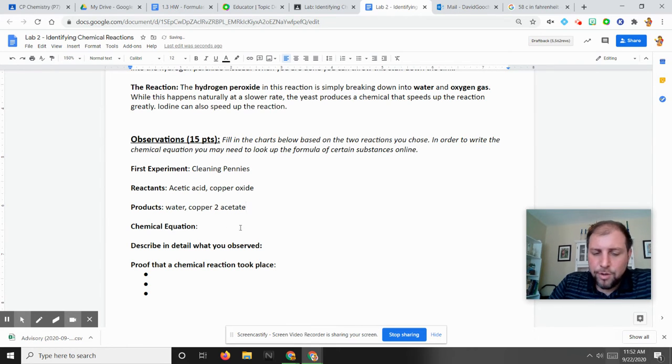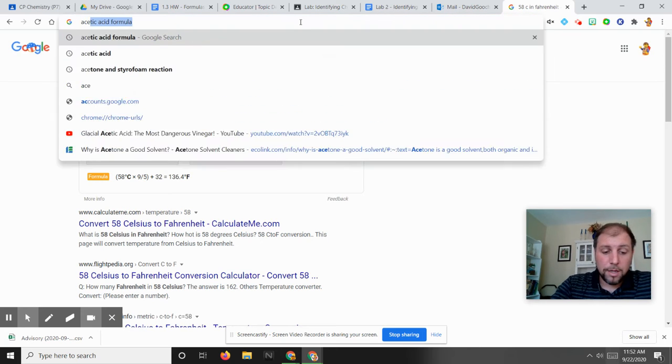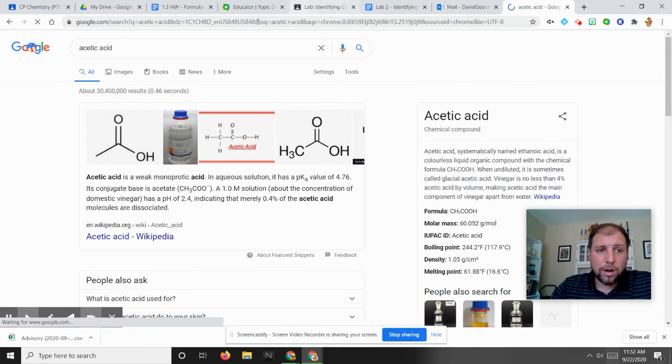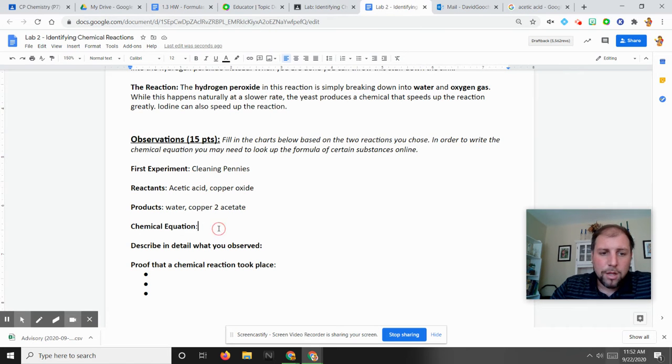Now, you have to write the chemical equation down. Remember, the reactants go on the left and the products go on the right. And you have to write their formulas. Now, I think you probably can only identify one formula here. You know the formula for water, probably. It's H2O, all right? How are you going to figure out the formula for acetic acid? You look it up. So I'm just going to look up acetic acid, and the formula is over here, CH3COOH. So I'm just going to type that in right now.